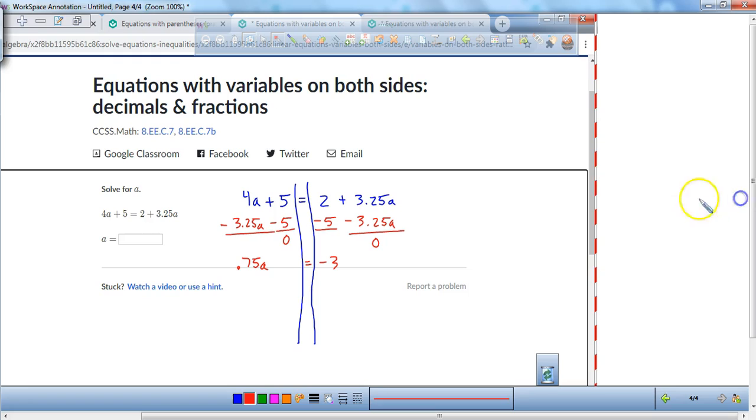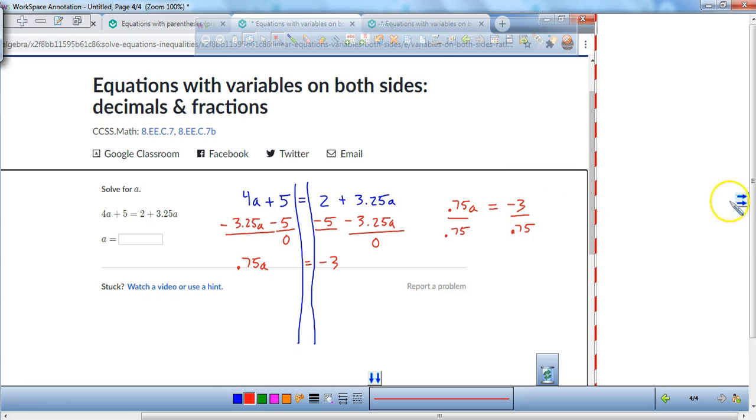So here's what I have left, everybody. I've got 0.75 times a equals negative 3. Now, technically, since you have a calculator, you could divide both sides by 0.75, negative 3 divided by 0.75. But if I said, you know what, you're not allowed to use a calculator, not very many people can just do that in their head.